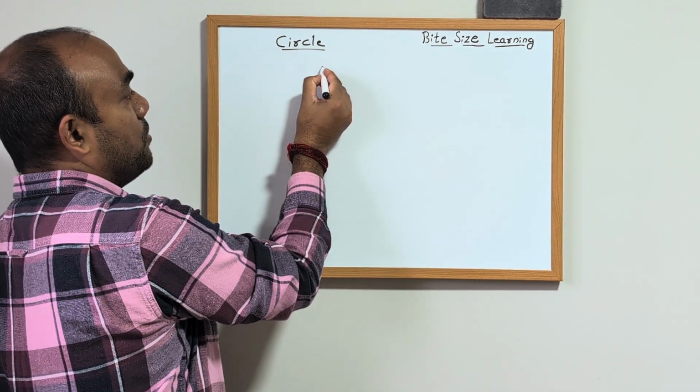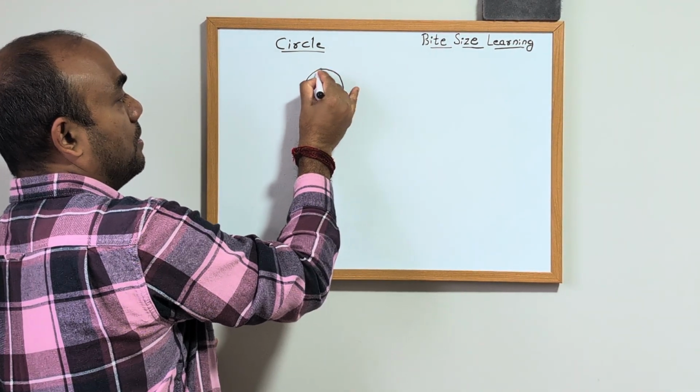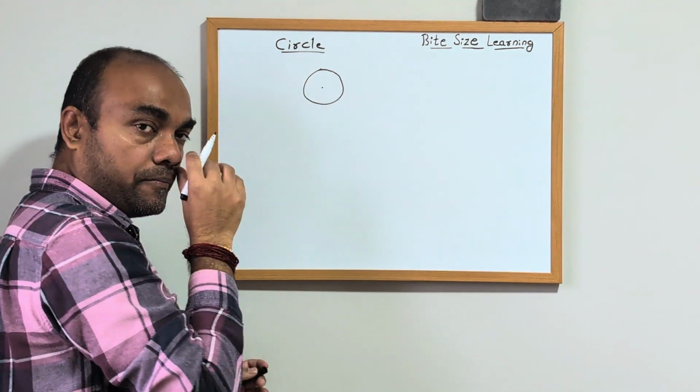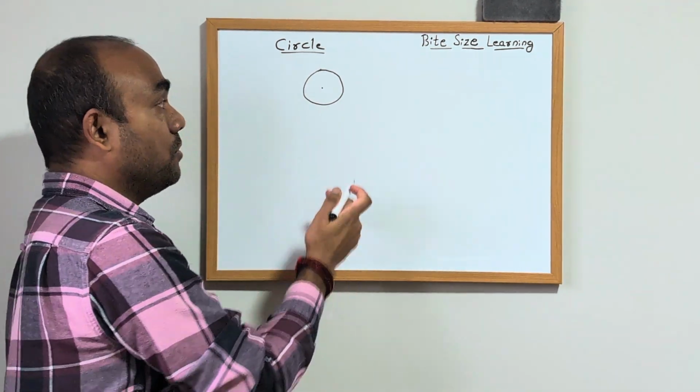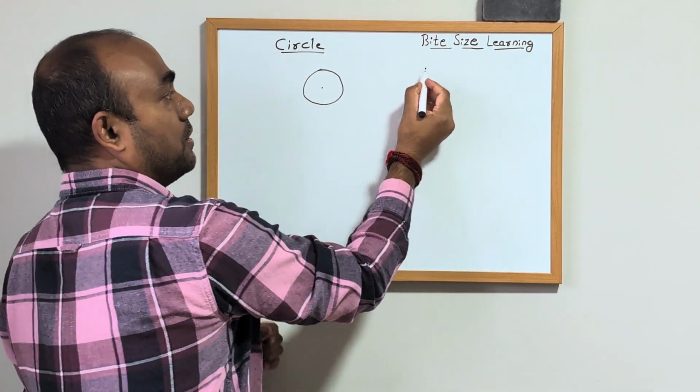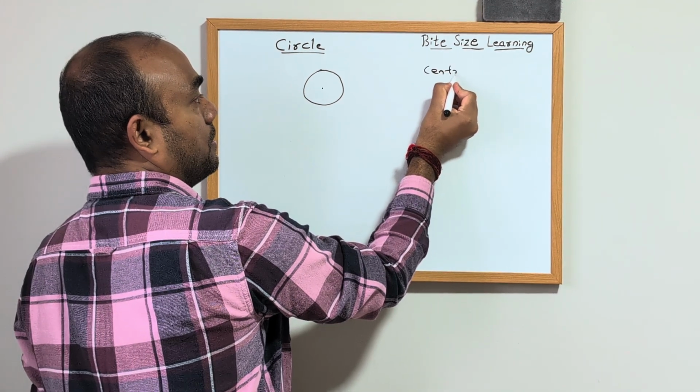Right? So let's say you have a circle and then there is a dot at the center. So this dot is called the center of a circle.